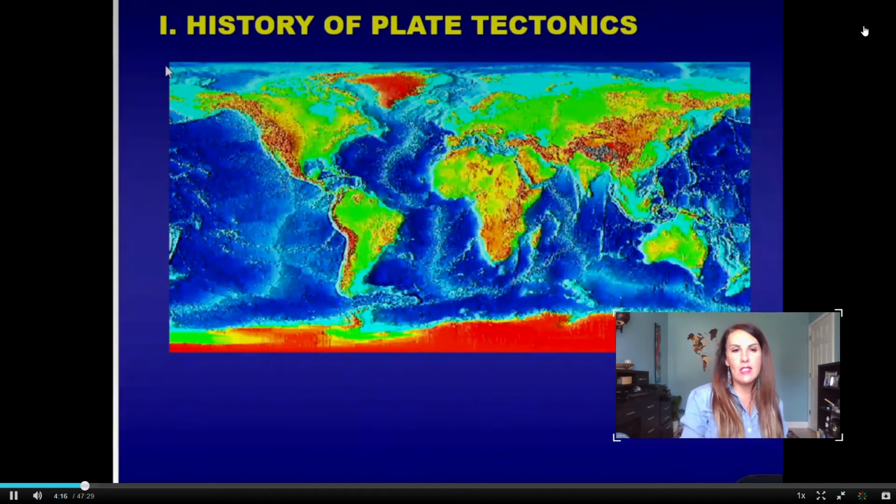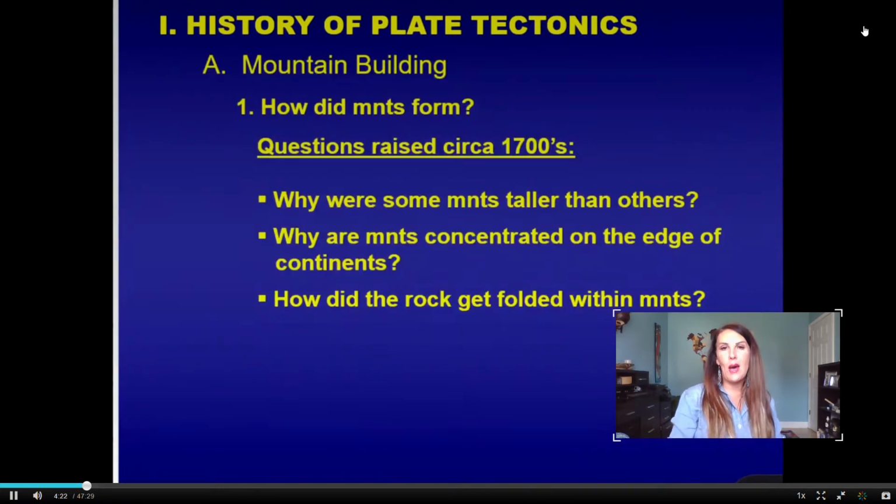We started this discussion because we're not the first people to ask this question about the location of mountain ranges on the planet. This story goes back to about the 1700s. The initial questions that scientists were asking included: why were some mountains taller than others? Why are mountains concentrated on the edges of continents? How did the rocks get folded within the mountains? They were looking at the physical characteristics of the mountain ranges and asking these questions simply based on observation, mostly because that's the only tools that they had in the 1700s.